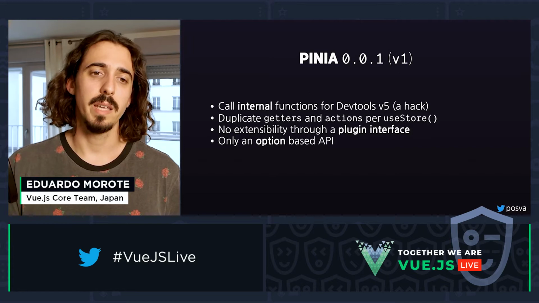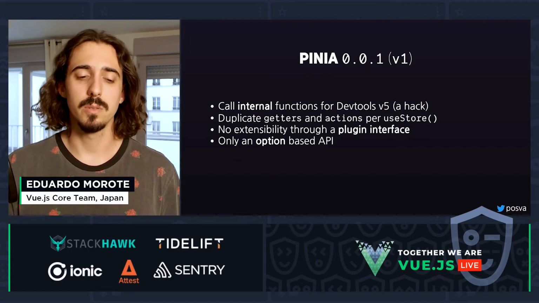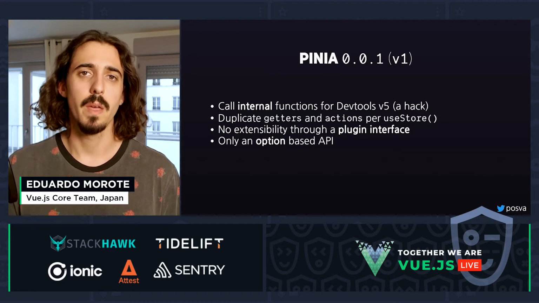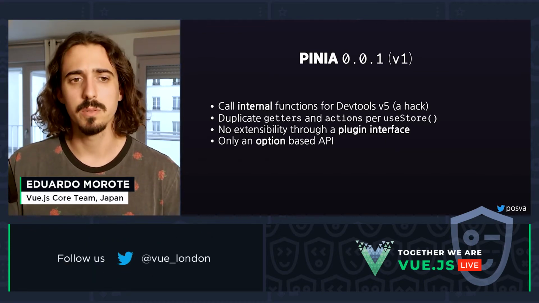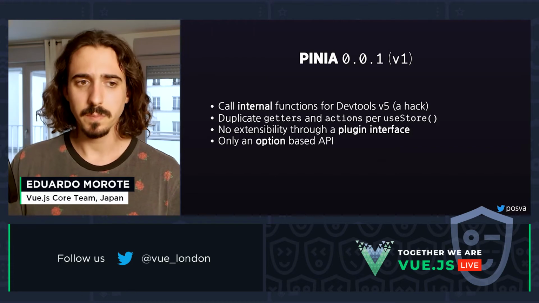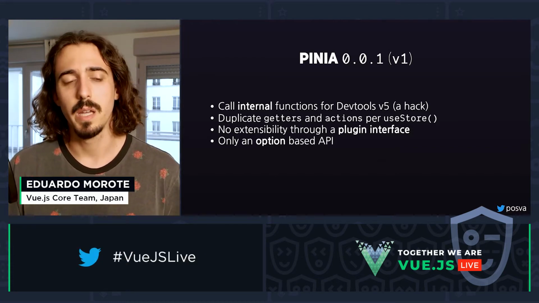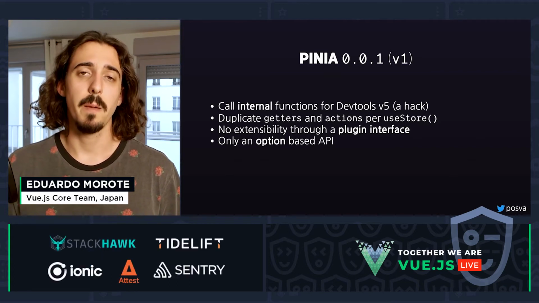I would have to duplicate getters and actions every time you call useStore. So that will create a larger memory footprint and also worse performance when it comes to computed properties. There was no extensibility whatsoever. There was no plugin interface at all. And there was only an option-based API.